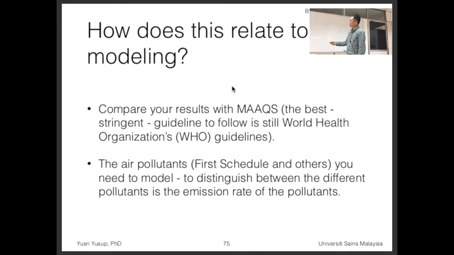And for the air pollutants, what you need to model to distinguish between the different pollutants is the emission rate of the pollutant. So we get this result from the modeling, then we compare with MAAQS to see whether it's above or below, and then we do it for the other pollutants, iteratively.